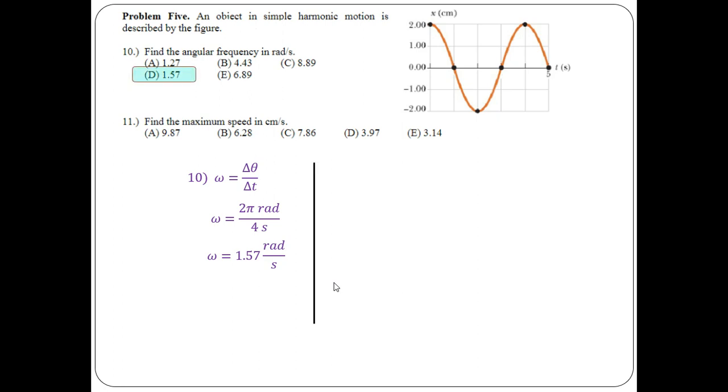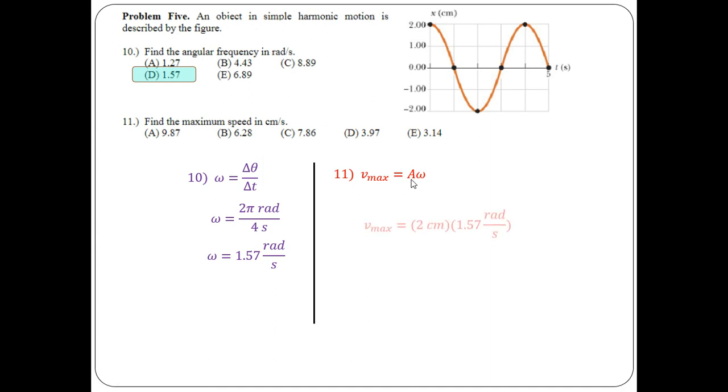Question 11 asks us to find the maximum speed in centimeters per second. To find V max, you have to know this function. V max is simply the amplitude of the spring oscillation times the angular frequency. In this case, we know both values. We can extract from the graph that A is 2 centimeters, and omega we just found in part A. It wants the answer in centimeters per second, so we do not have to convert centimeters to meters in this particular diagram.